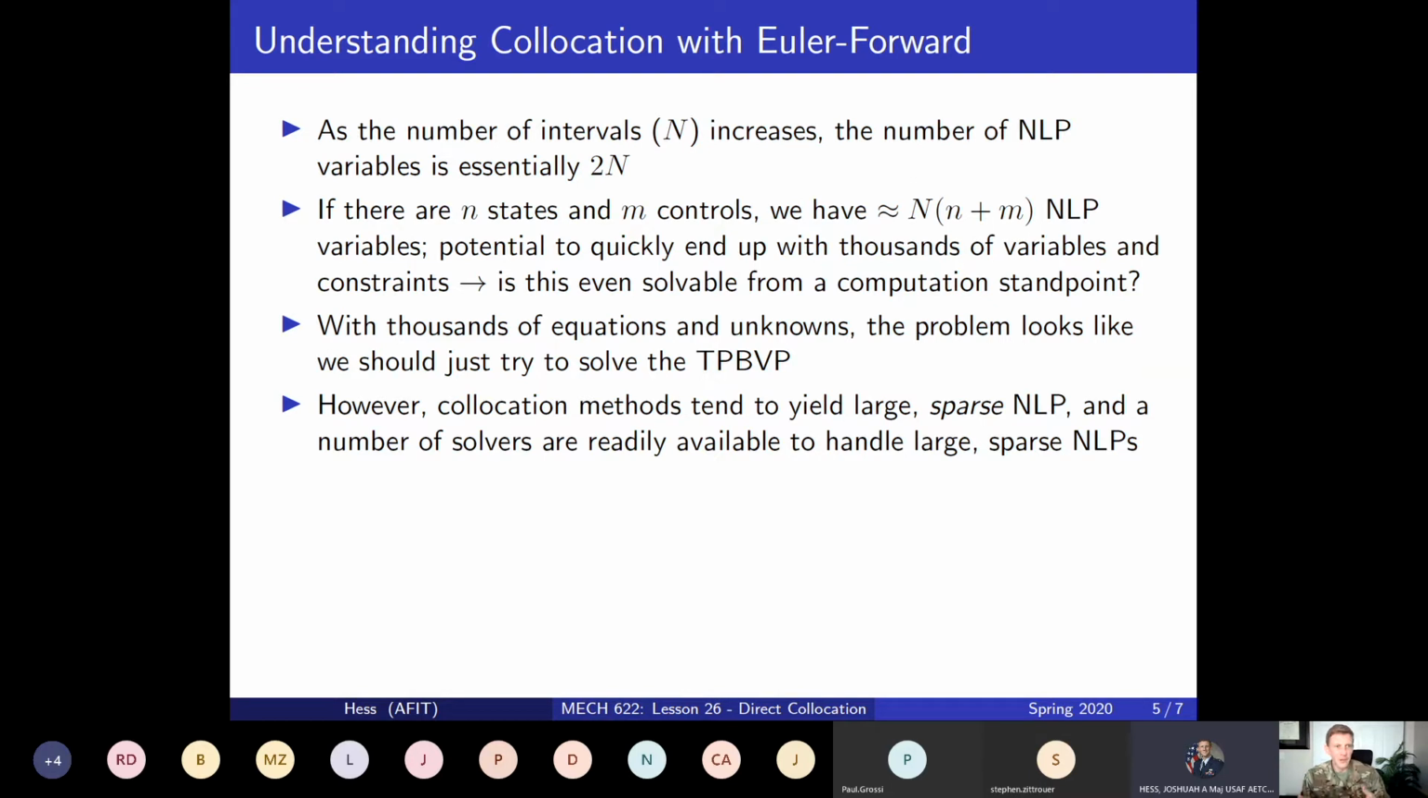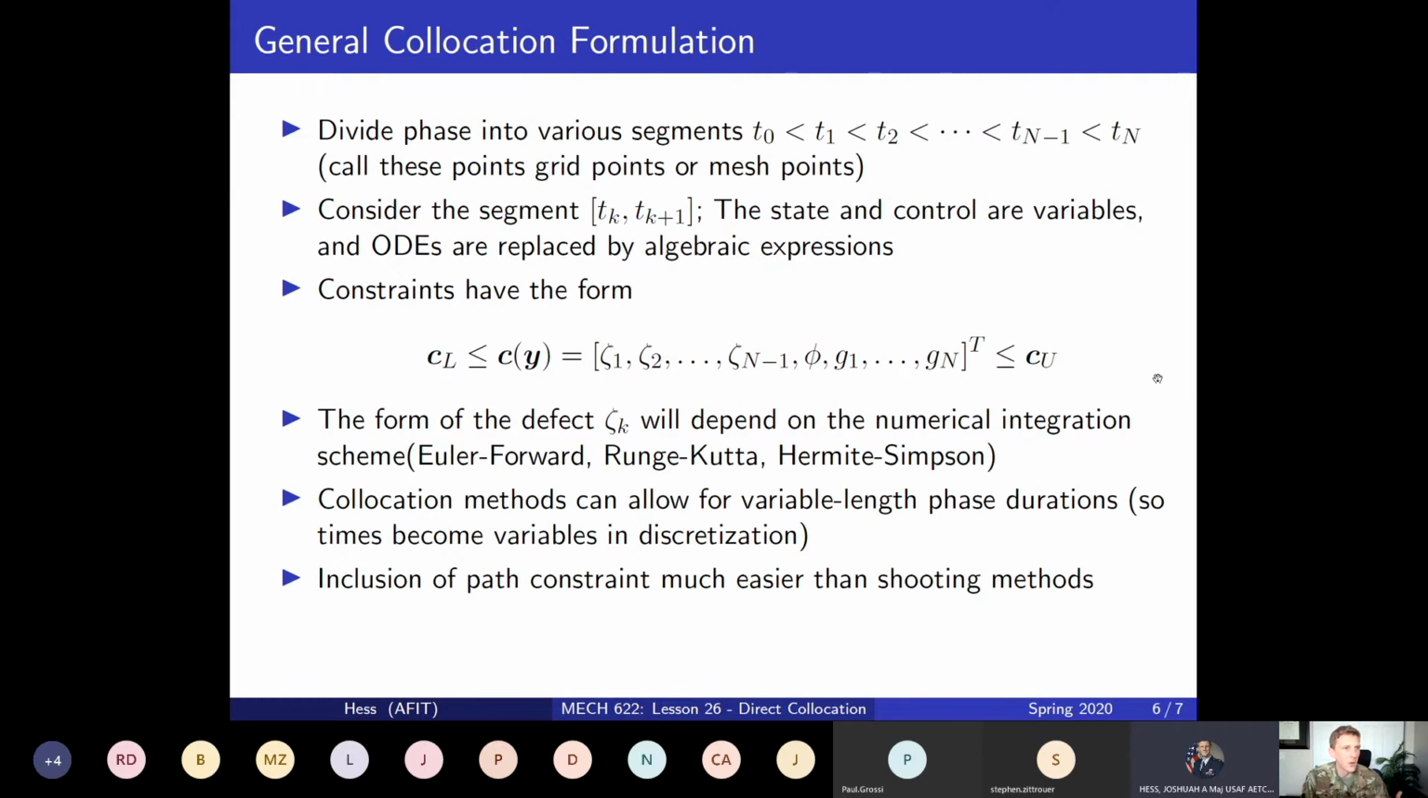But these collocation methods tend to yield large, sparse NLPs. But there are a lot of solvers already out there, like SNOPT, for example, to do that. In general, when you're doing a collocation, you want to split your problem up into various time segments, so this would be time 0, time 1, time 2. Doing this in terms of the absolute time, going from 0 to 100 seconds or 100 minutes, probably isn't the best way to do it in terms of scaling the problem. So we may want to do some type of transformation on that time in order to get everything on the same order, because that really helps us in the solver.